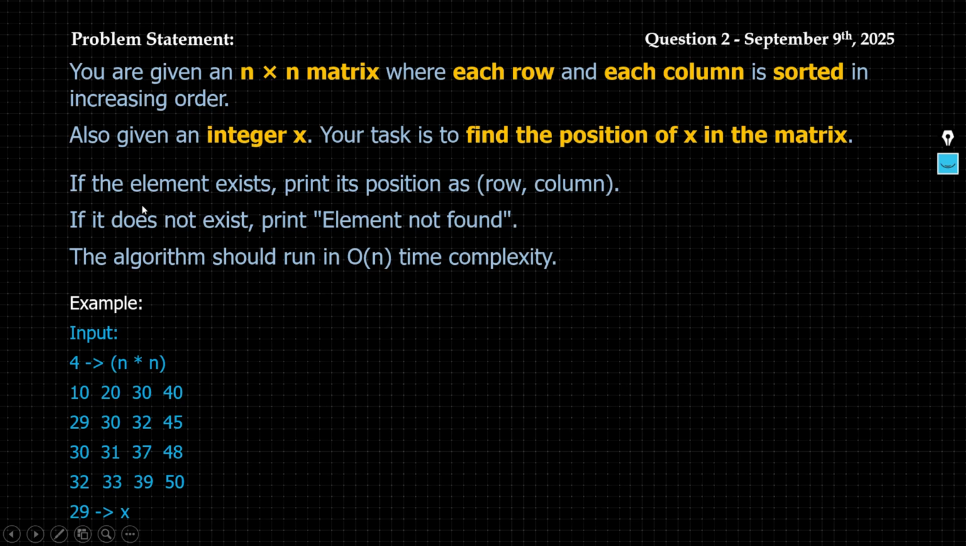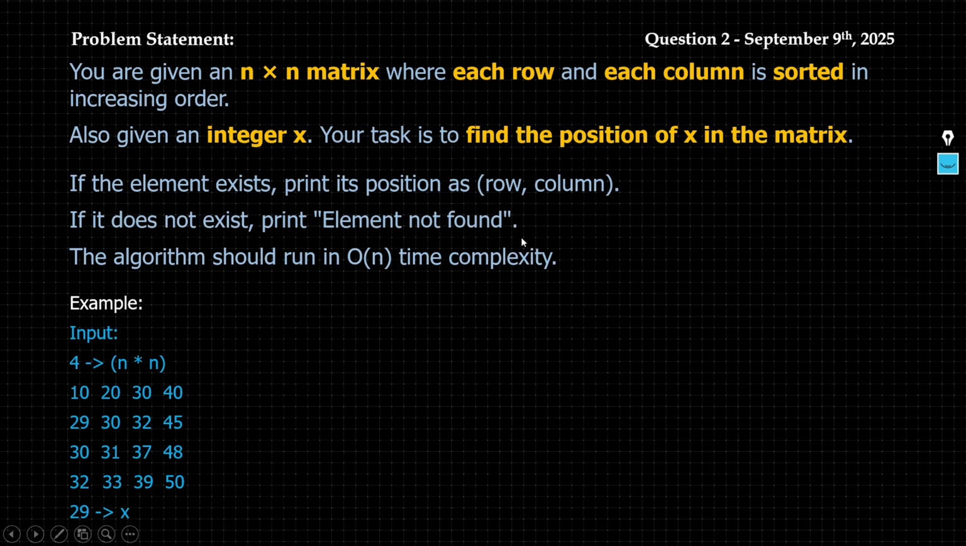Now if the element exists, print its position as row column. We have to print the row and column if the searching element, that is the integer x, is present in that array. If it does not exist, print element not found.